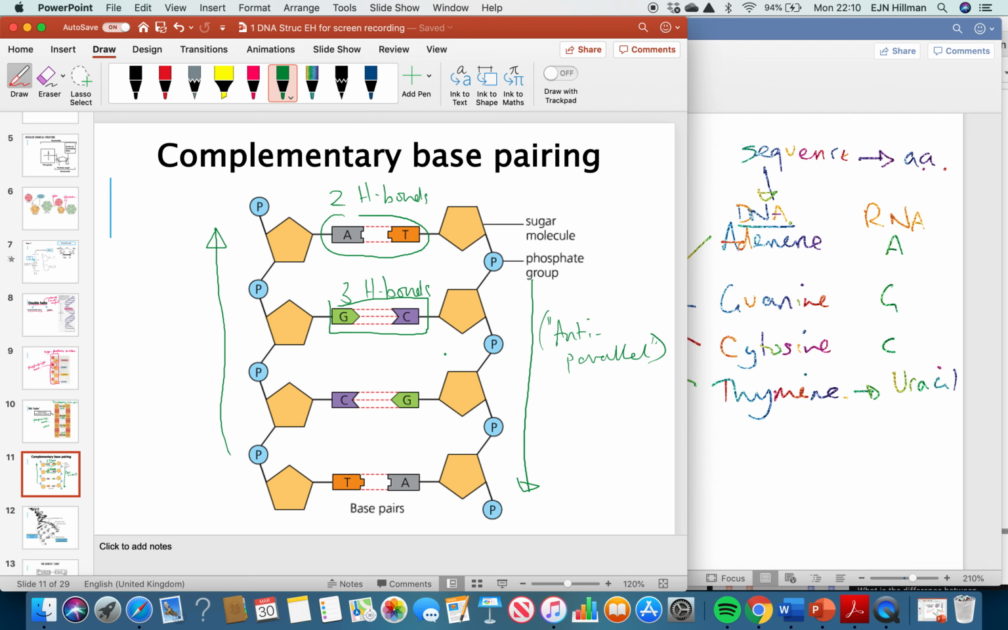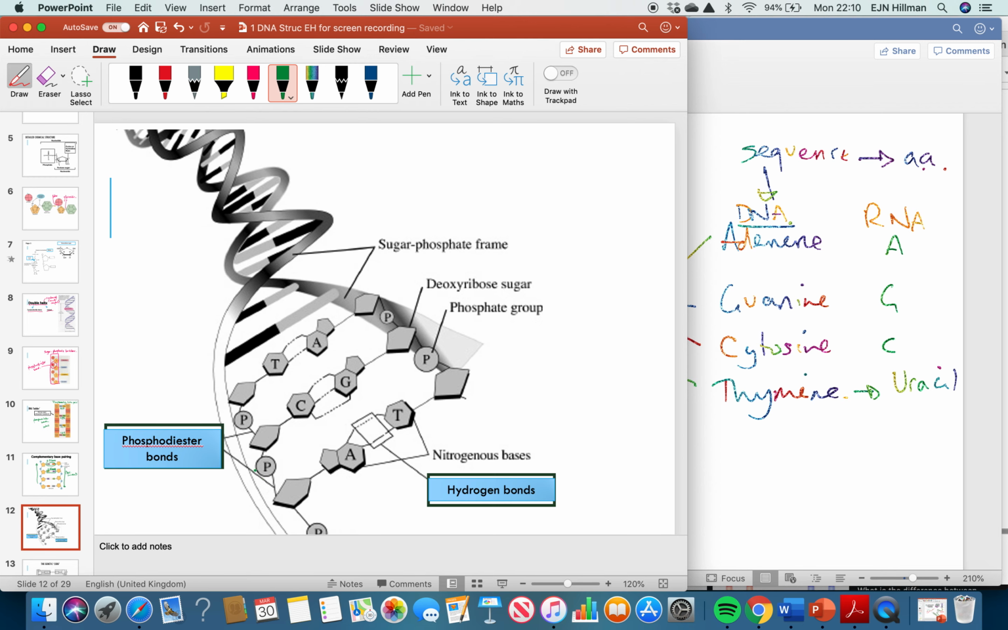Okay, anti-parallel means that they run in opposite directions. This diagram again shows the phosphodiester bonds that form between the phosphate groups and the deoxyribose, and then it shows those hydrogen bonds that form between the nitrogenous bases.